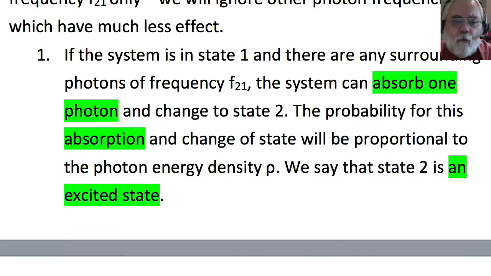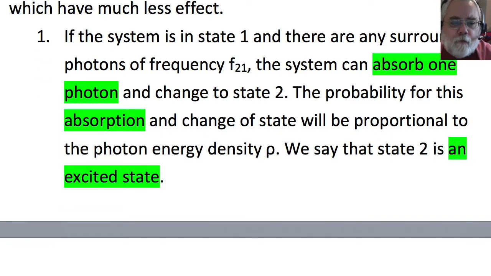If the system is in state 1, and there are any surrounding photons of frequency F21, the system can absorb one photon and change to state 2. The probability for this absorption and change of state will be proportional to the photon energy density ρ. We say that state 2 is an excited state. If state 1 is the lowest energy state of all possible energy states, we would call it a ground state, but state 1 may also be an excited state. We only care that state 2 is excited relative to state 1.